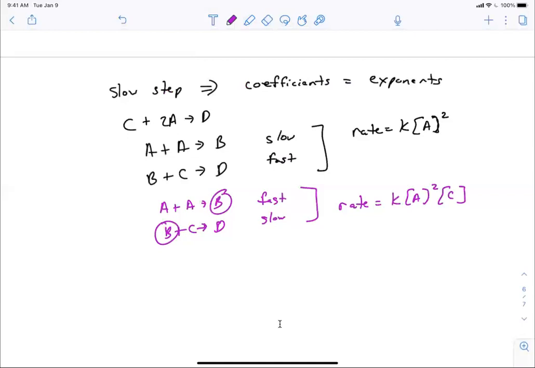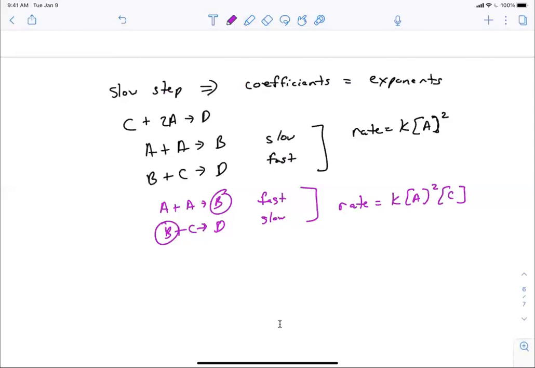Yes, you're right. If the IB asks you to suggest a mechanism, a lot of people would get different mechanisms for their answer. But as long as, like you said, they add up and the slow step reflects the exponent, that's all that matters. If you ever get a total order that's more than two, because remember, collision theory says only two particles can collide at once, you're going to have a fast step and then a slow step. There's no way you can have a slow step as the first step, because that would be too many particles colliding. So you'd have to do some substitution there and have an intermediate.